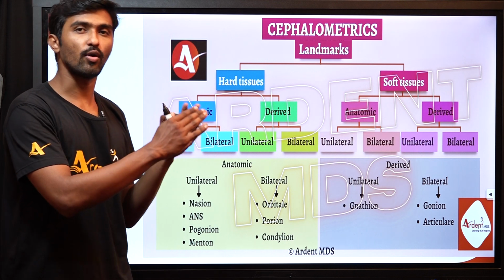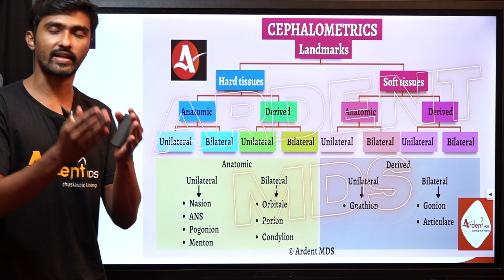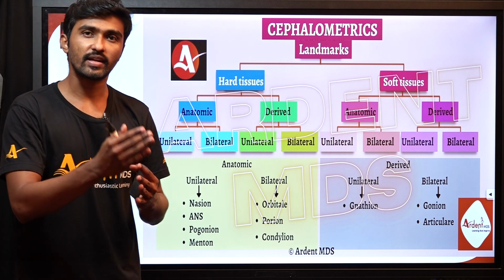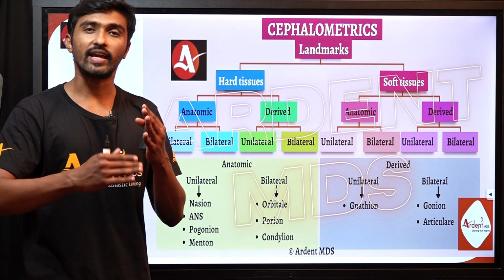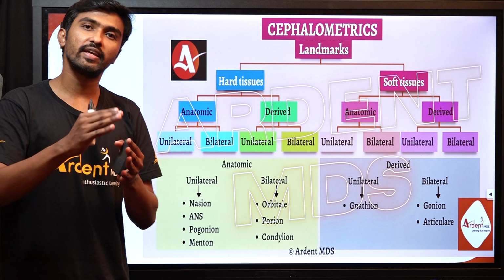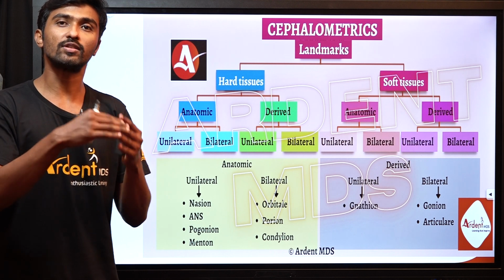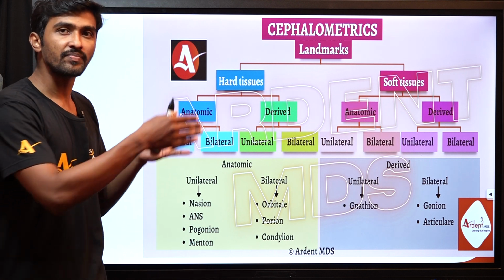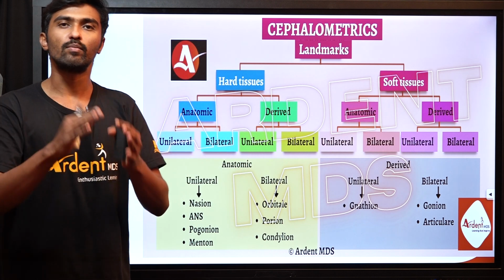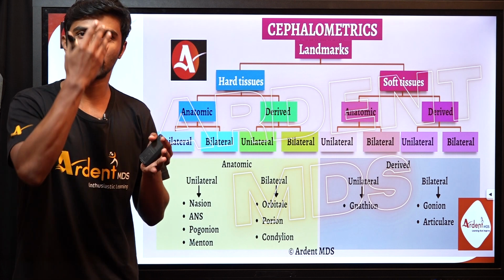So again, both hard and soft tissue landmarks can be categorized into anatomical and derived, right? And each anatomical and each derived landmark can be either present unilaterally, on the midline, or bilaterally over two different sides. So again, the landmarks can be categorized into unilateral and bilateral. Mostly the unilateral landmarks will be present over the midline.